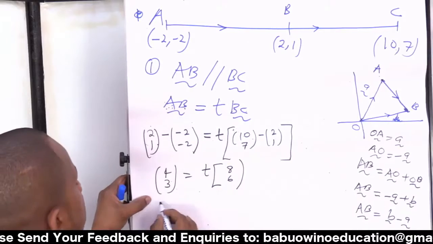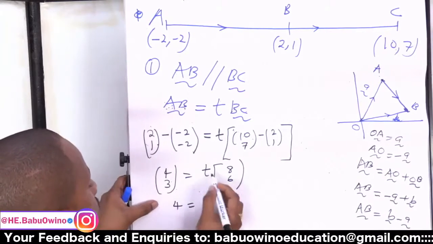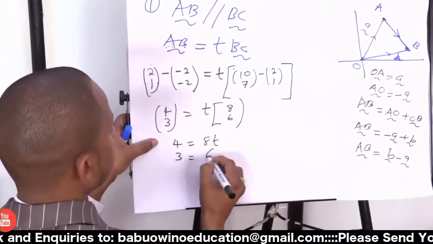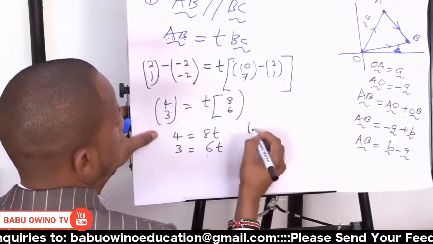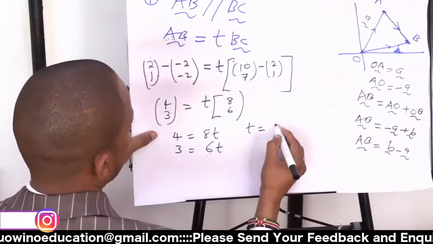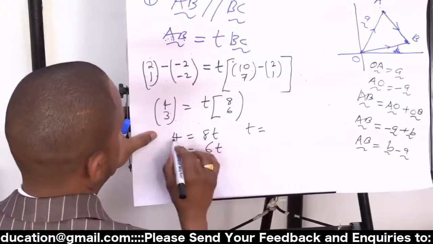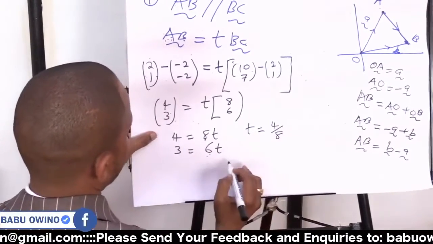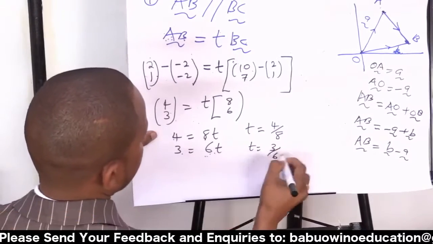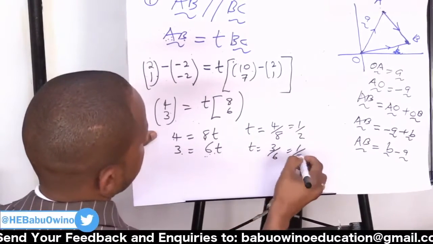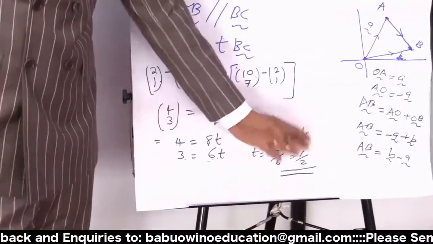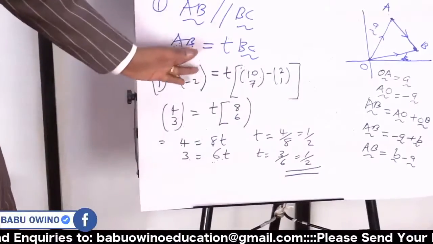So when you open this up, 4 equals 8T, whereas 3 equals 6T. So T equals, you can either use this or this, divide both sides by 8, becomes 4 over 8. And on the other side, T equals 3 over 6. So this is a half, this is a half. So in both cases, you get your value of T as half. So you just come here and replace.